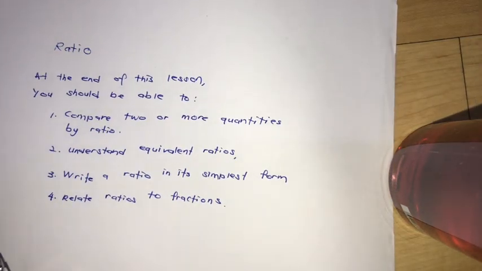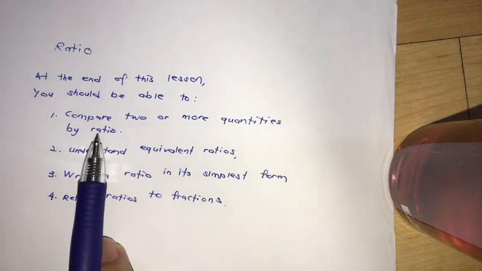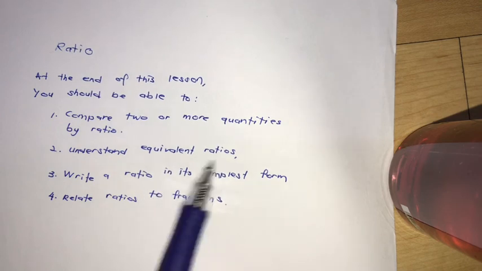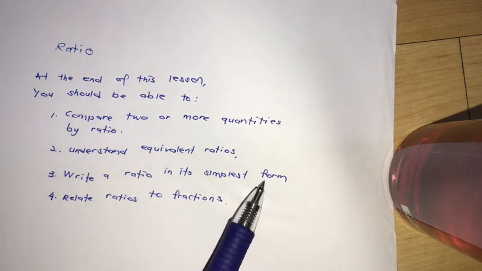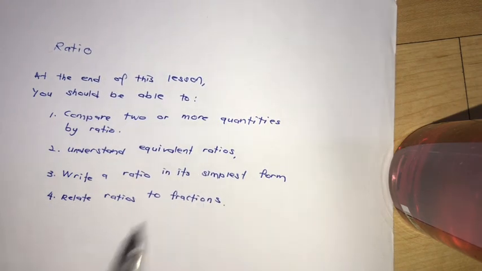So, in conclusion, we already learned how to compare two or more quantities by ratio, understand equivalent ratios, write a ratio in its simplest form, and relate ratios to fractions.